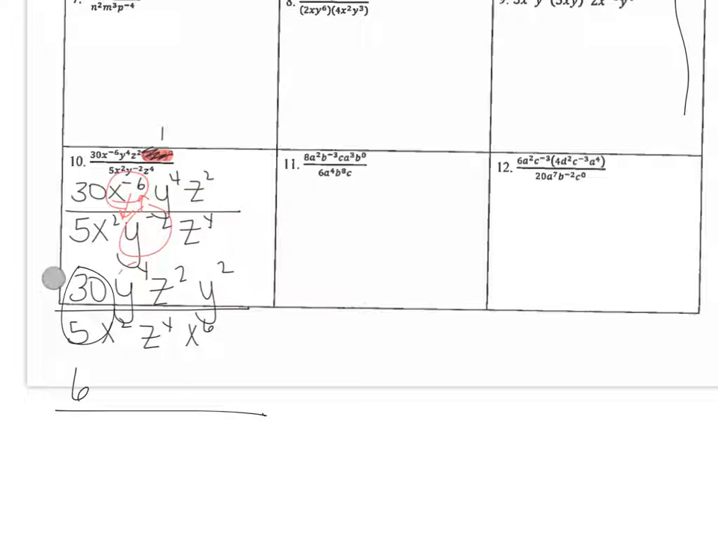Let's look at my y's. I have a y here and a y here. Are my y's on the same side or are they on opposite sides? They're on the same side. So what do I do with my y's? I add them. I have y to the 6th. Cross them out because I used them.